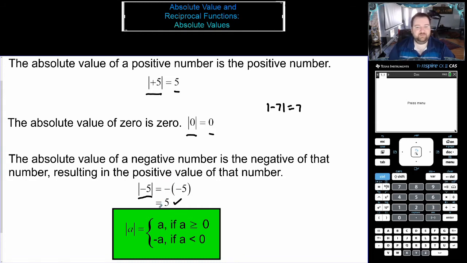So if this helps you remember, if you're looking at the absolute value of x or a, well, if x is positive or 0, it's just that number, whatever it is. And if it's a negative number, then you're going to do the negative times that negative number to get a positive number. Or just remember that the absolute value of something is always going to be positive.